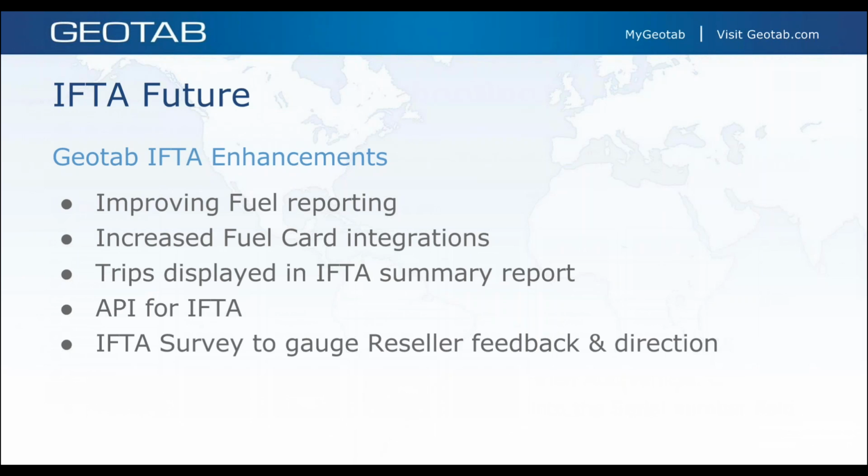One piece we talked about specifically for the IFTA report is to put trips embedded in the IFTA summary report. If you recall, the IFTA report that Eric showed us has just mileage within a state. You would be able to expand that and see the various trips within that state to help if an auditor has questions. Additionally, an API for IFTA, so the heavy logic that's run to calculate the information is available in the API, not just giving raw GPS data and leaving it to the third party to calculate it. And finally, we're proposing to have an IFTA survey to gauge reseller feedback and direction to help us improve as we go forward.